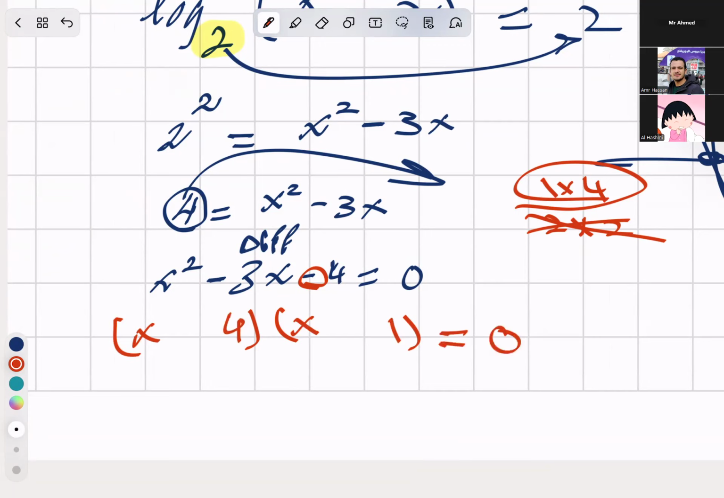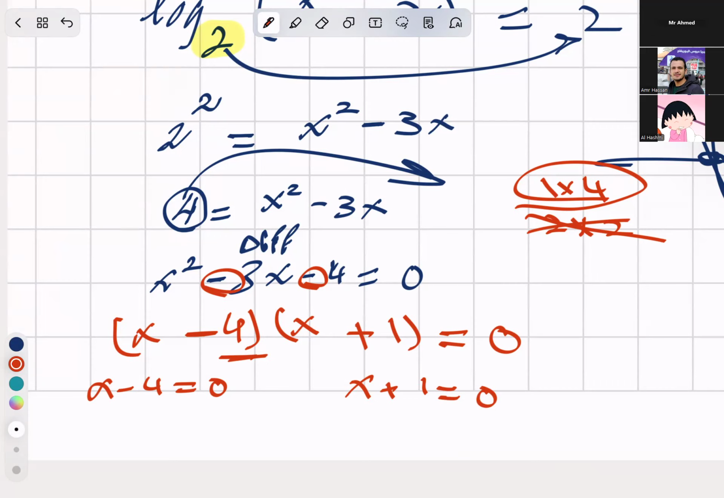And definitely the greater one of them takes the same sign as the middle. The greater one sounds like 4, so 4 takes the same sign as the middle. The sign of the middle is negative, so this one is going to be negative and this one is going to be positive, right? But I haven't finished yet, because I need to set every single bracket equal to 0. So it's going to be x minus 4 equals 0. On the other side, we get x plus 1 equals 0, right?